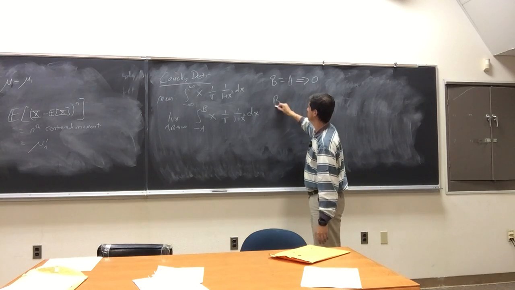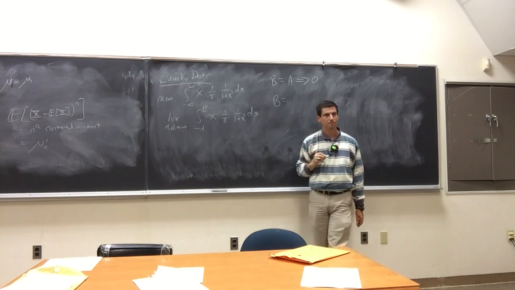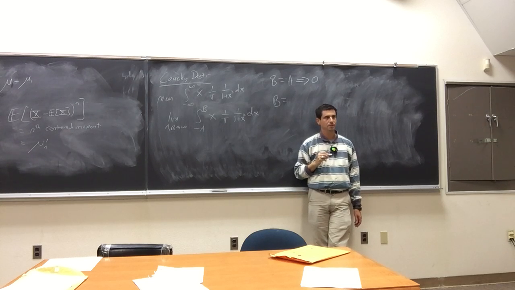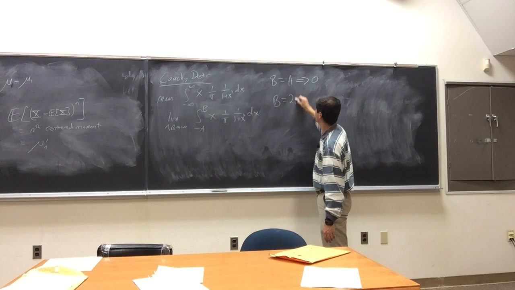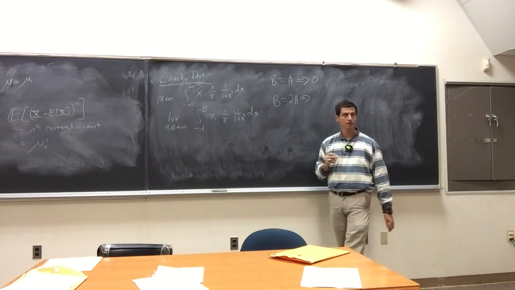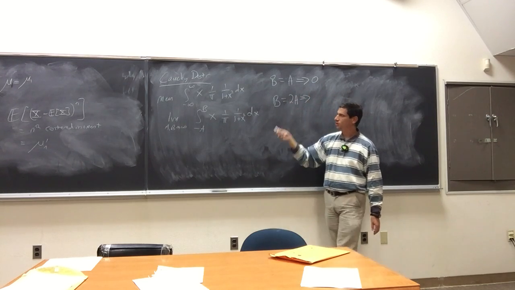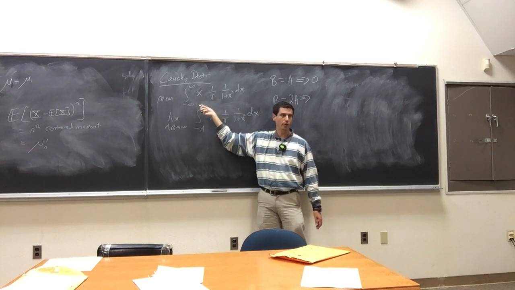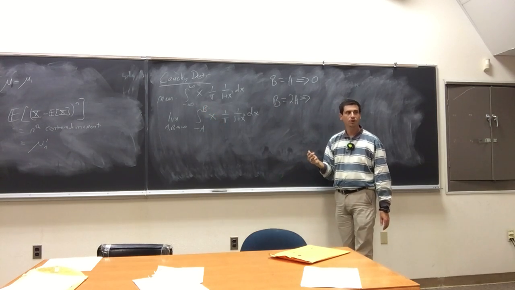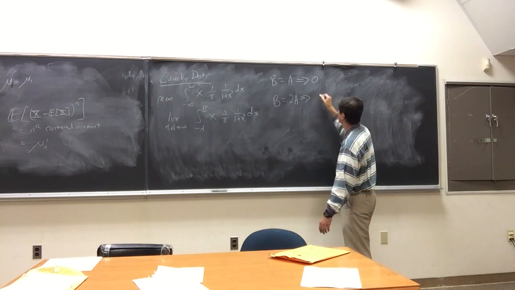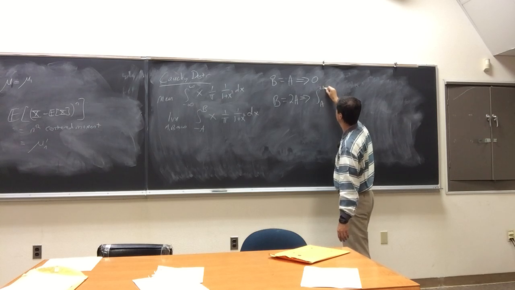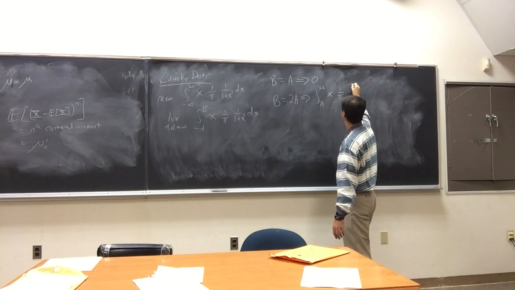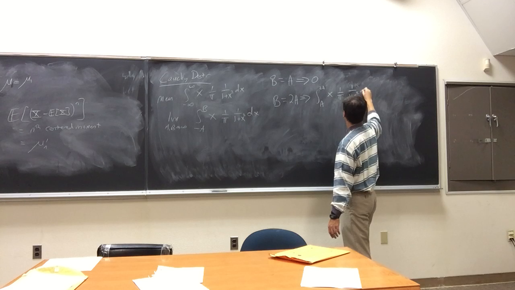How about another good choice of b in terms of a? My possibility would be 0. I prefer to do 2a, but 0 would also work. If I do 2a, I'm going to go from minus a to 2a. So minus a to a cancels. And then I have the integral from a to 2a. So I get the integral from a to 2a of x times 1 over pi times 1 over 1 plus x squared dx.